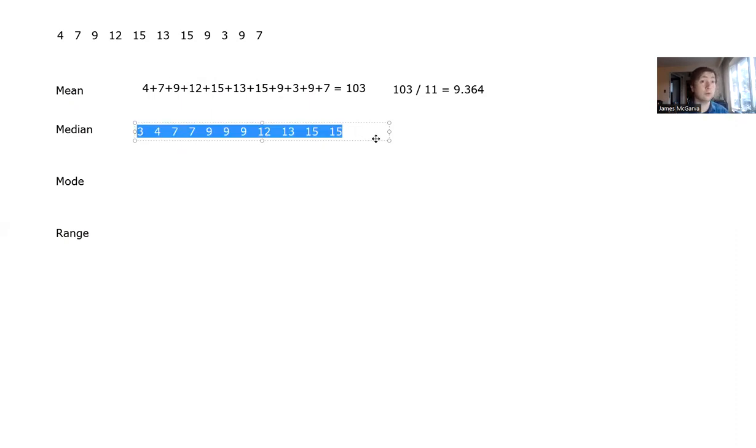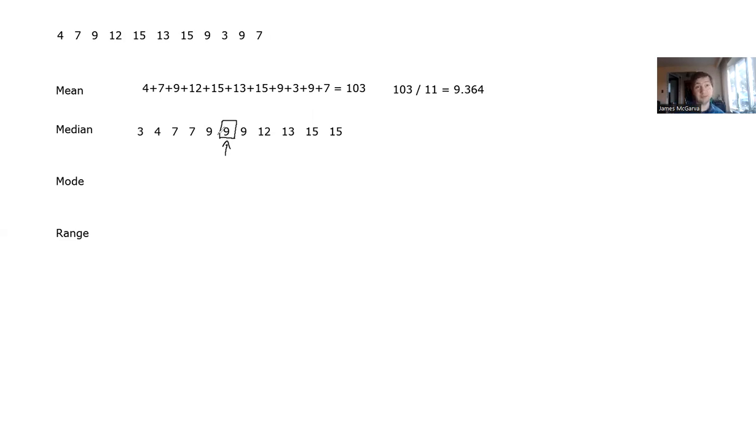So now that they're in order, for the median, I'm going to want to find the one that's right in the middle, right? And so if I have an odd number of these, then there will be just a single number that's right in the middle. And so we can pick out this number here as being right in the middle, because there are 5 numbers to the left and 5 numbers to the right. Right? So 9 is the median. Okay.